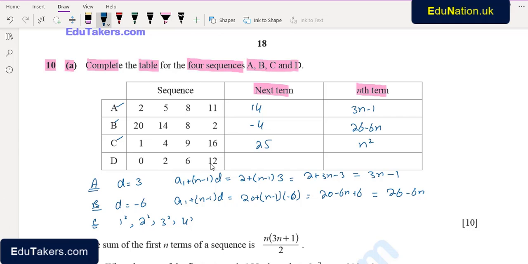And this sequence D, this is 0, 1 minus 1 is 0. Next is 2, which is 2 squared minus 2 is 2. Next is 3 squared minus 3 is 6. Then 4 squared minus 4: 4 squared is 16, 16 minus 4 is 12. Next will be 5 squared minus 5, this will be 25 minus 5 is 20. And nth term will be n squared minus n.